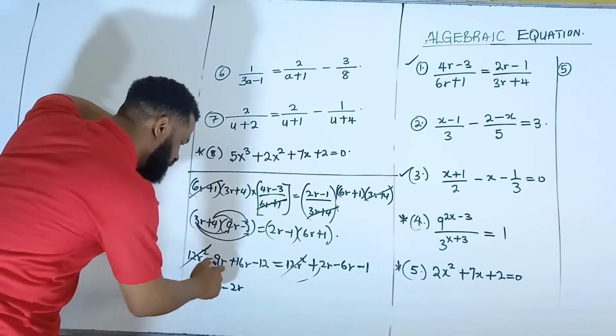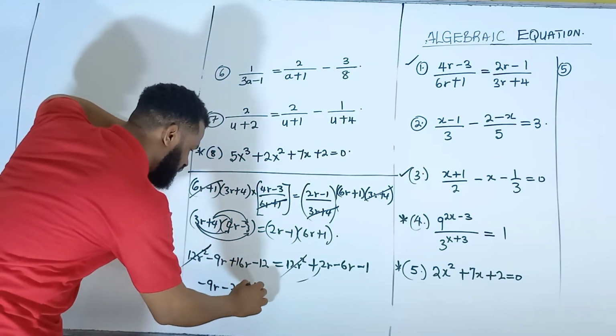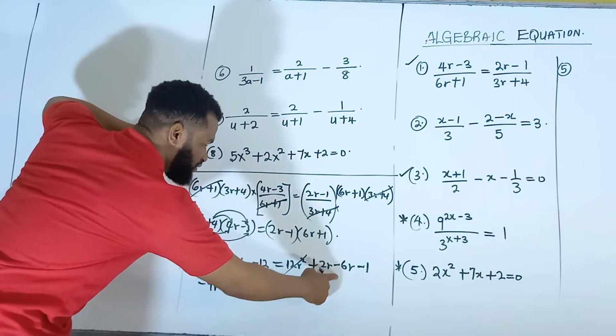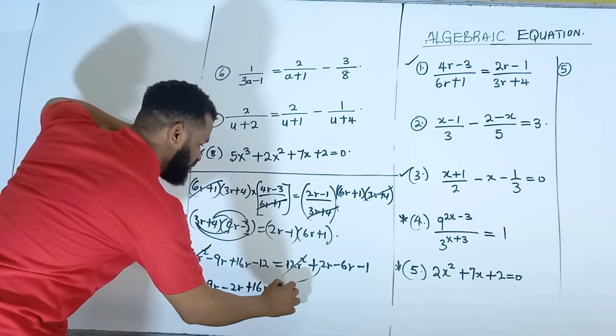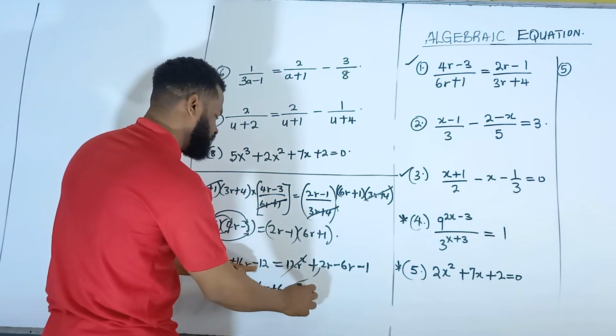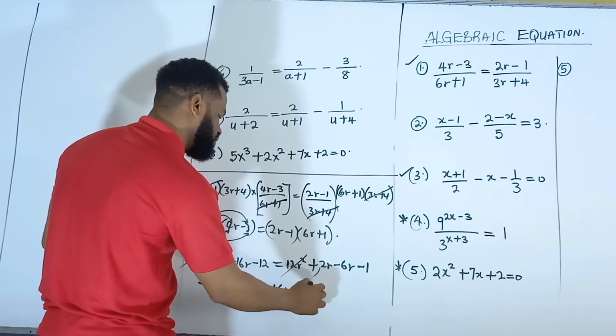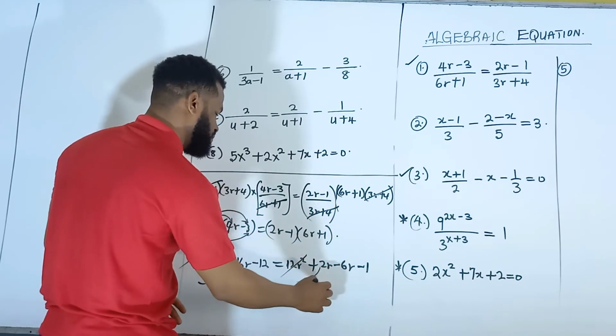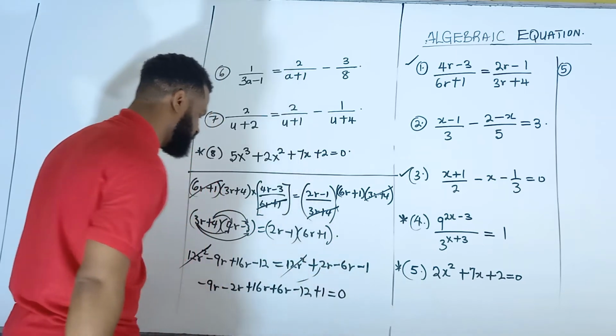So this is plus 16r. Then minus 6r will come here and become plus 6r. So this is minus 12. This minus 1 will come here and become plus 1. Everything is equal to 0.